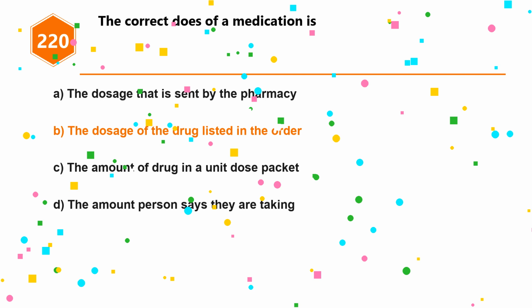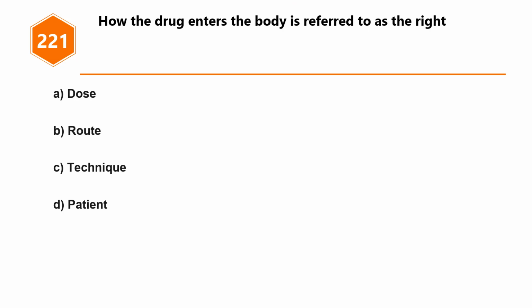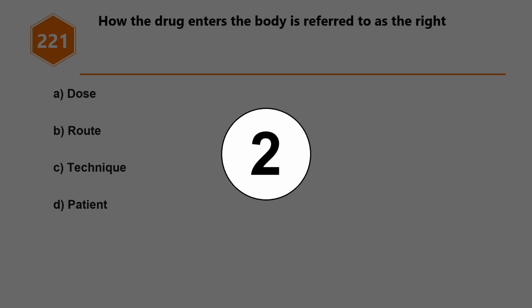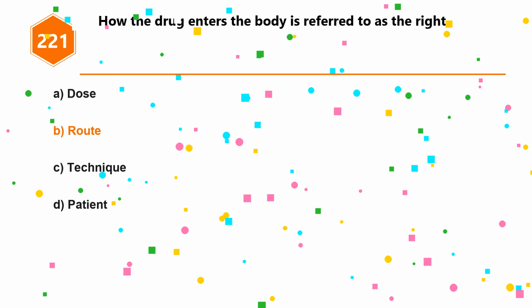The dosage of the drug listed in the order. Question 221. How the drug enters the body is referred to as the right. Option A. Dose. Option B. Route. Option C. Technique. Option D. Patient. The correct answer is option B.